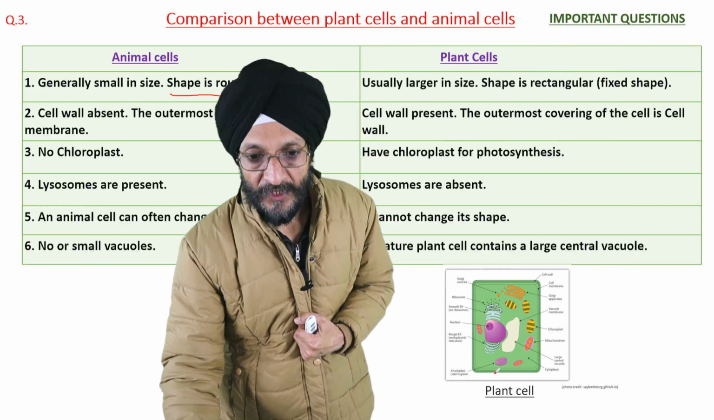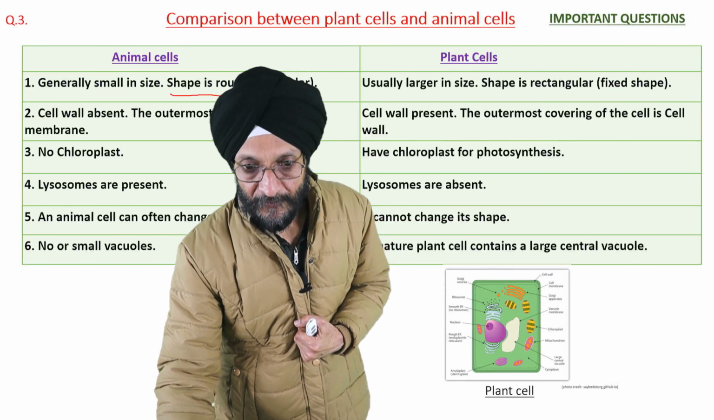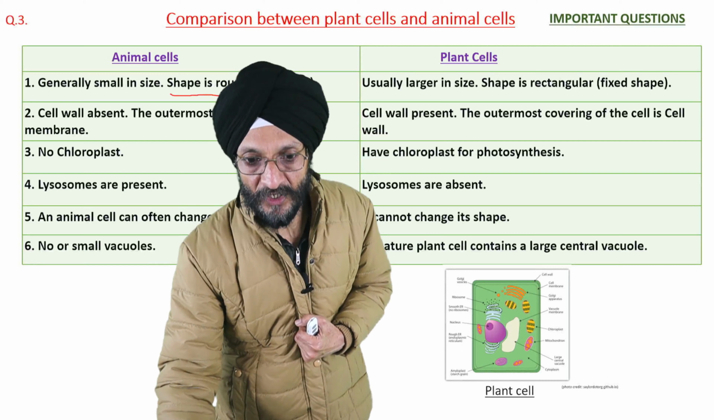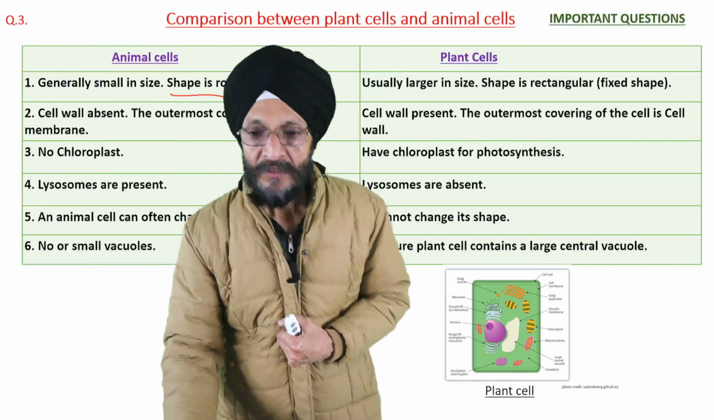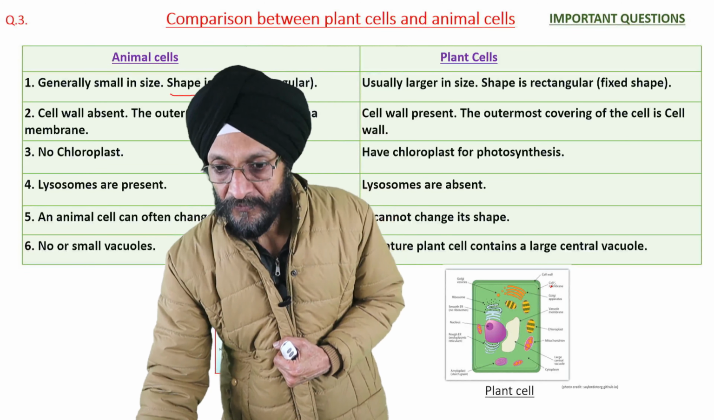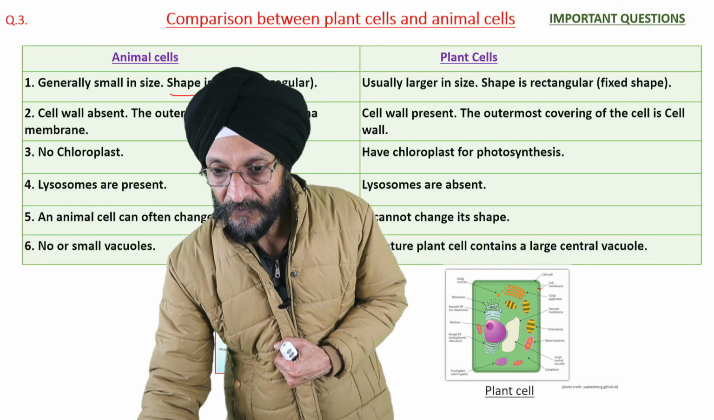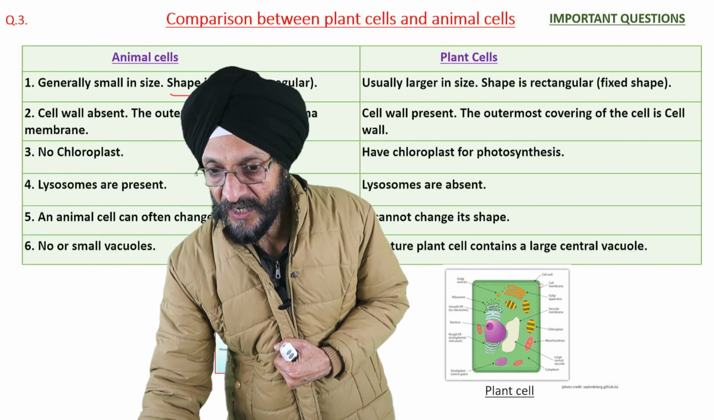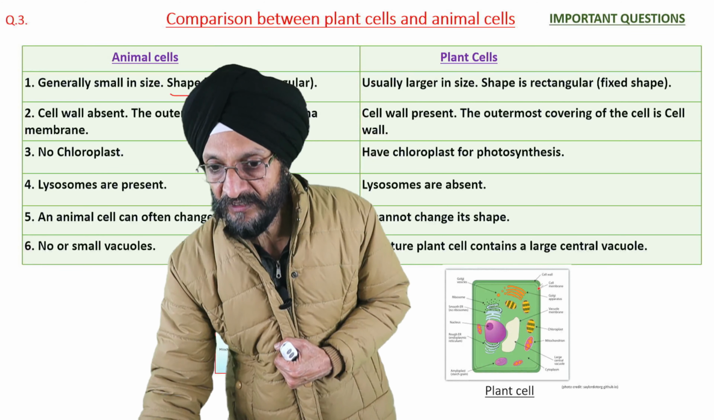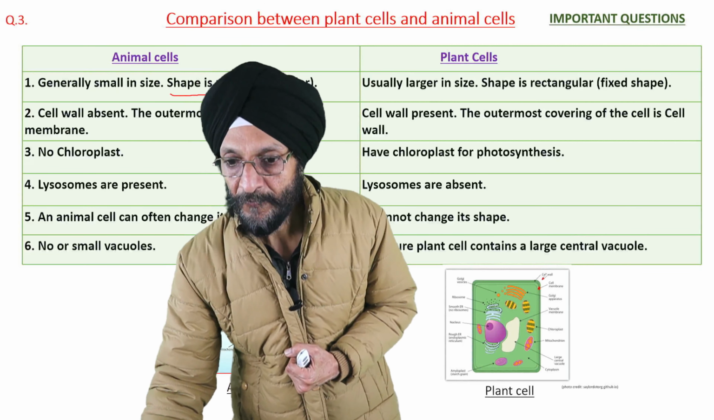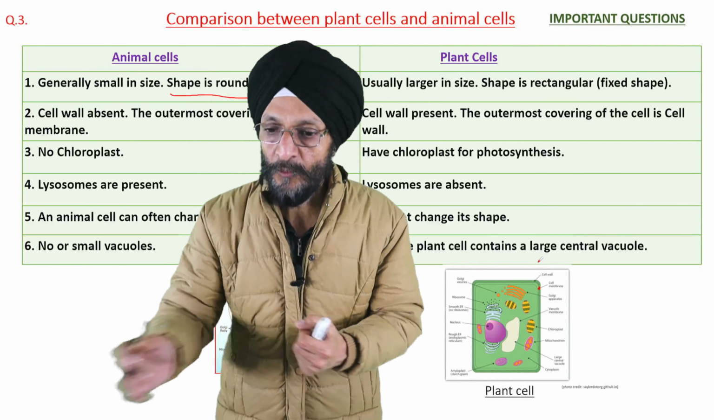In the case of animal cells, a cell wall is not there. This is the plasma membrane, which is the outer covering. Whereas in the case of plant cells, this is the plasma membrane or the cell membrane which is on the inner side. Whereas on the outside, there is the cell wall, which is the outermost covering of the cell.